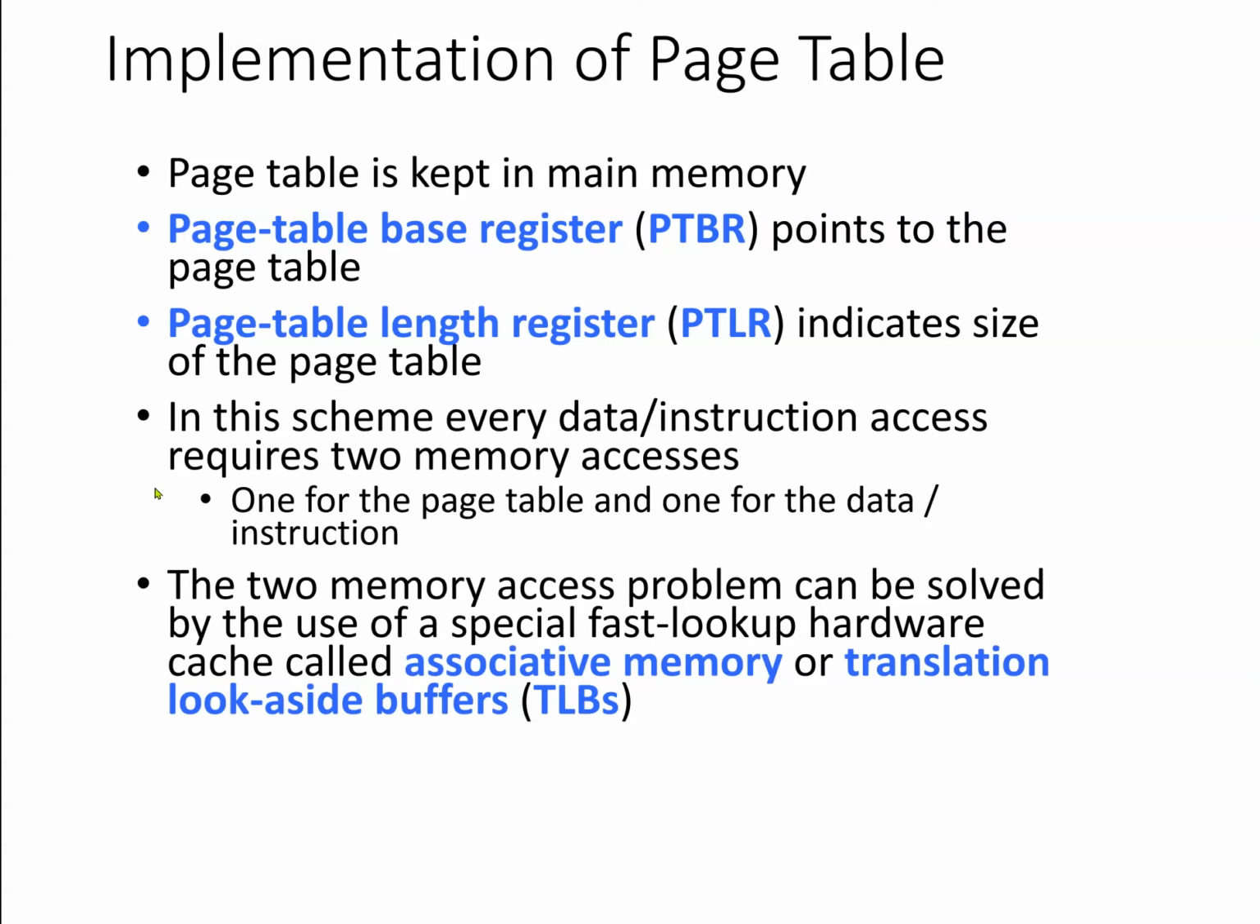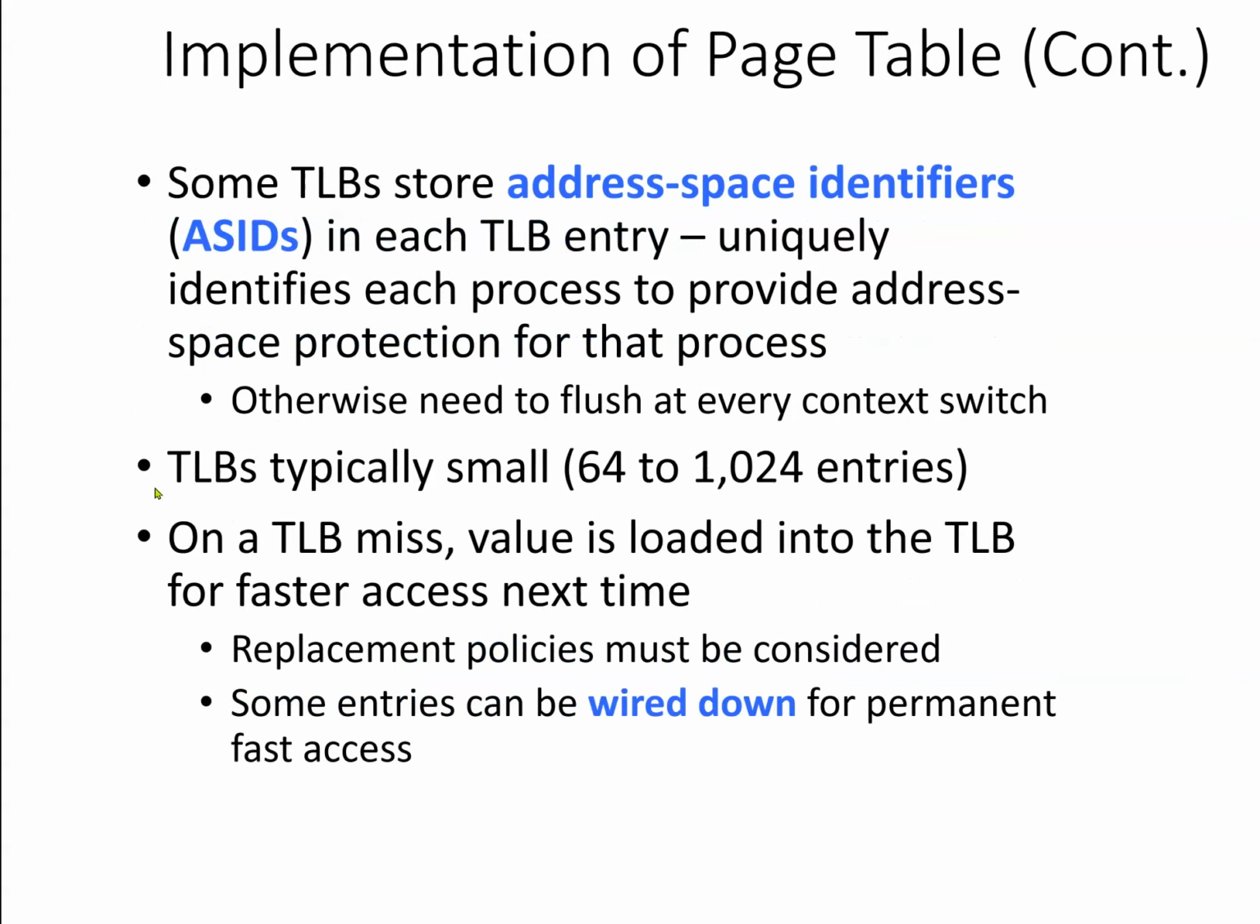The page table is kept in main memory. A page table base register points to the page table. The length register indicates the size of the page table. Every data and instruction address requires 2 memory accesses, 1 for the page table and 1 for the data and instruction. The 2 memory access problem can be solved by use of a special fast lookup hardware cache called associative memory, or TLB, translation look-aside buffers. But that's a hardware question for your hardware architecture class, not this one.